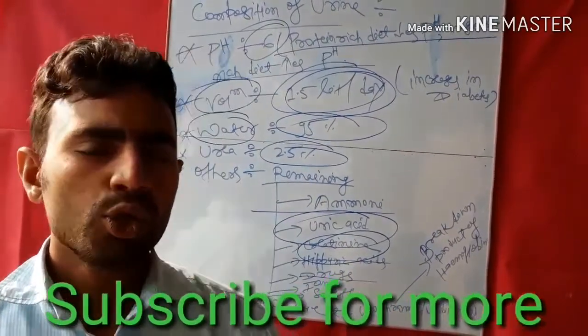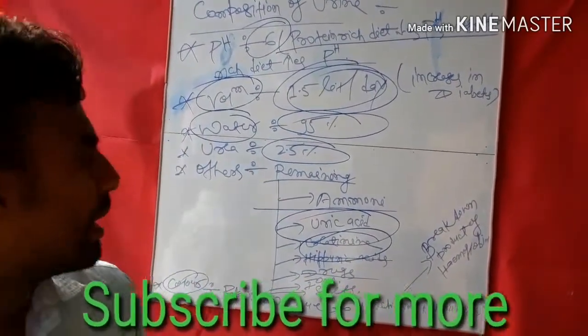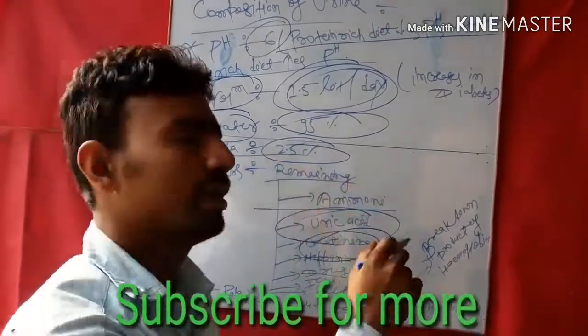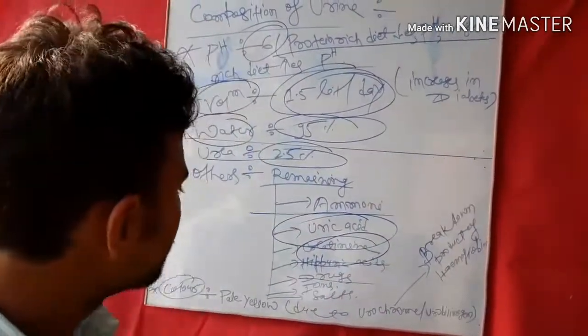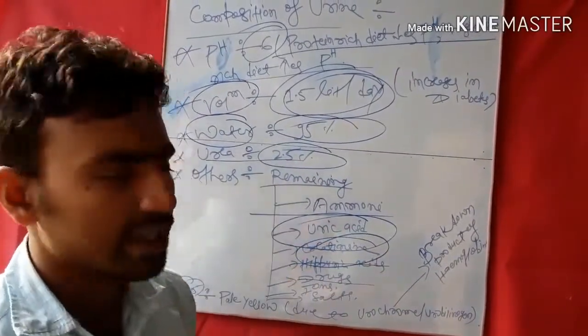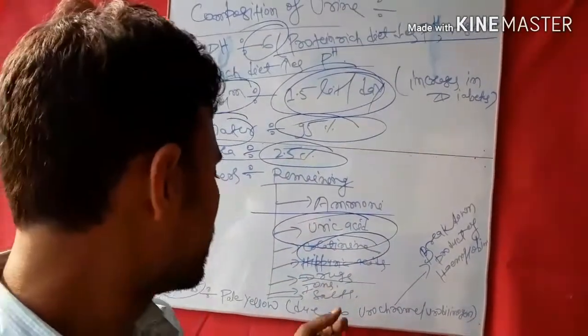So in the composition of urine, water is 95%, urea is 2.5%, and 2.5% is remaining materials such as ammonia, uric acid, creatinine, hippuric acid, drugs, ions and salts.